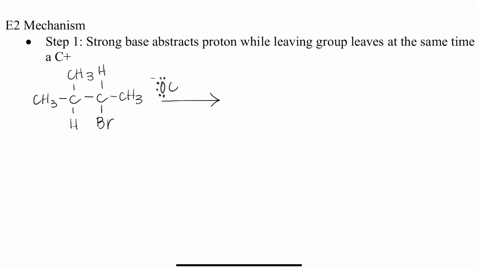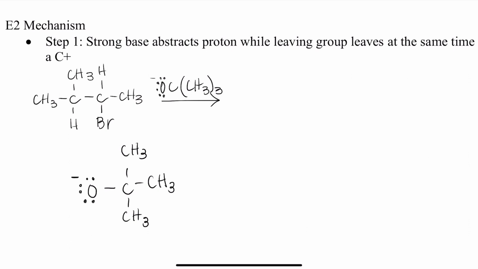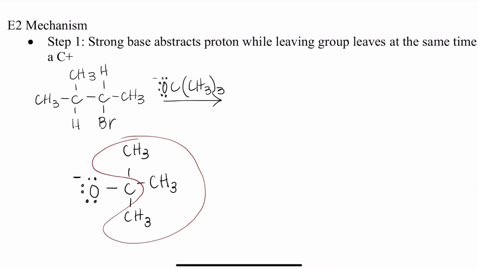And if I were to draw this structure out, we could see that this is a very, very bulky structure. This is what we would call a strong and bulky base. We see it's tertiary. We've got all of this carbon branching right here. This is tertiary. This is bulky. So this should be a few indicators that this is going to be the E2 mechanism.